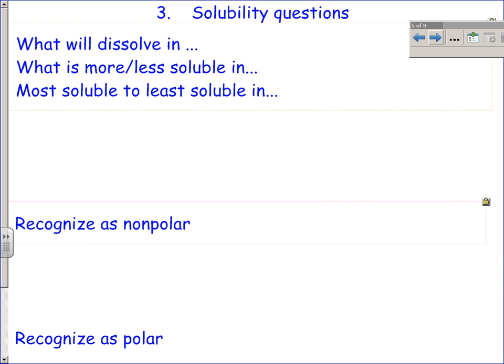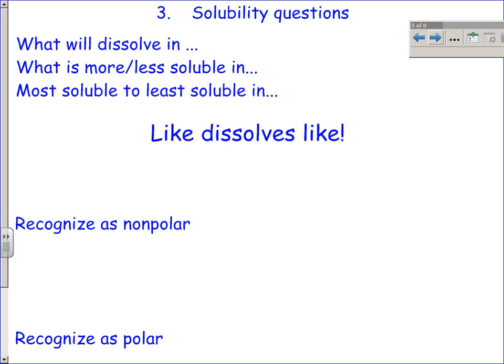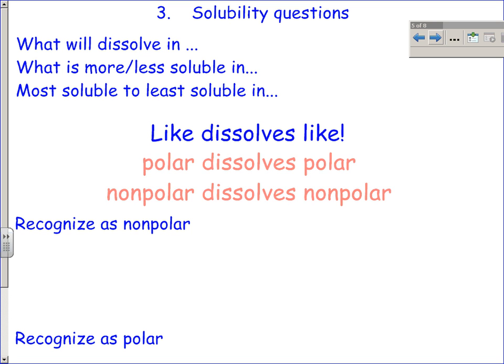Next situation here would be dealing with different types of solubility questions. So it might be something like, what will dissolve in, or what is more or less soluble in, or arrange these from most to least soluble in. Well, in all these situations, we're looking at really different things related to solubility. And our key idea for that is like dissolves like. And remember, what we really mean is polar dissolves polar and nonpolar dissolves nonpolar. So that's really what you have to identify.